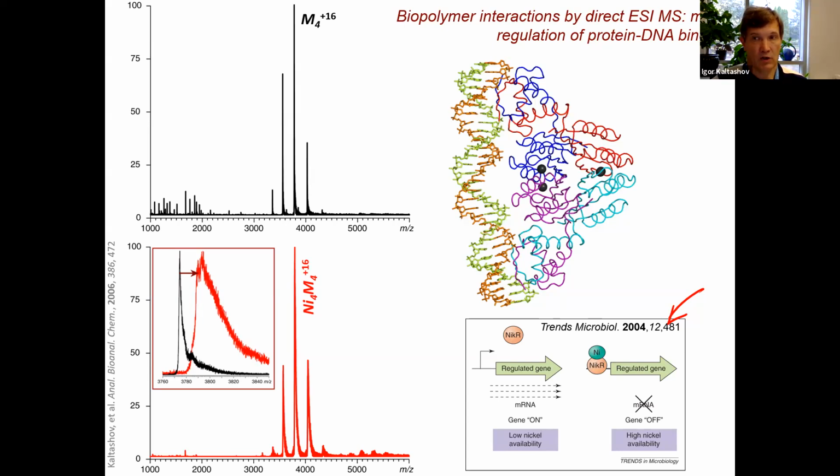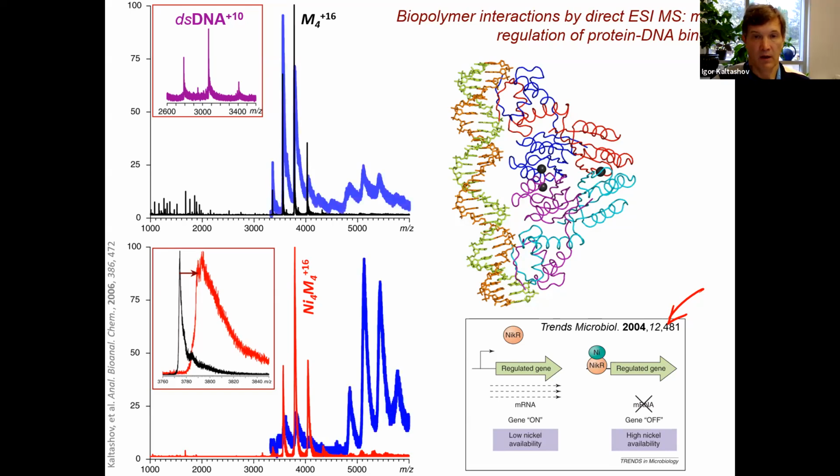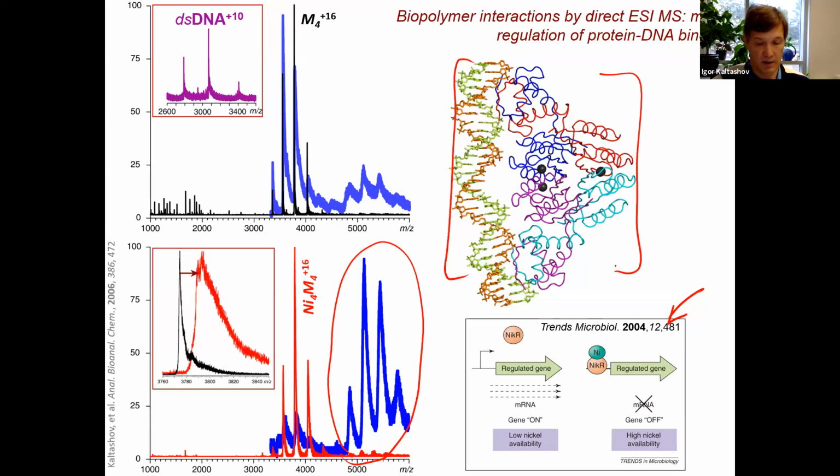Now, the next question is, can we see its interaction with DNA? So here we just have a relatively short double-stranded DNA segment, about 30 kilodaltons. So if we mix that with both forms of NikR, we see a very significant mass shift here, right? So it's a new distribution. And if you calculate the mass, that would be the mass of the entire complex, both protein and DNA.